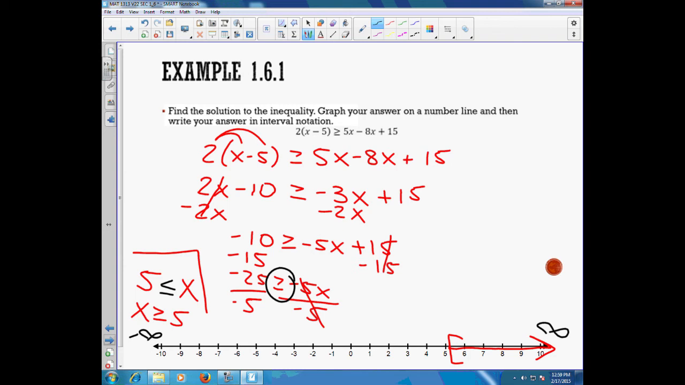And now when we want to write our answers in interval notation, we're always going to start from the left and go to the right. And so in interval notation, our answer is going to be positive 5 with a bracket, because it's greater than or equal to, all the way up to positive infinity. And infinity always gets a parenthesis.